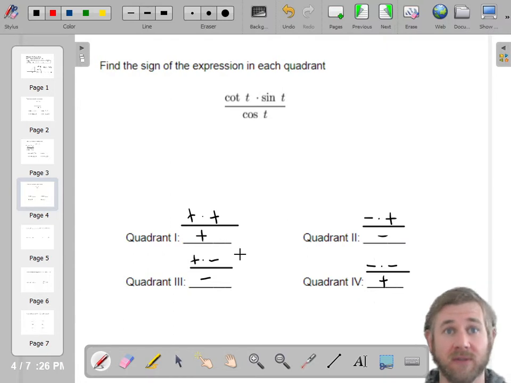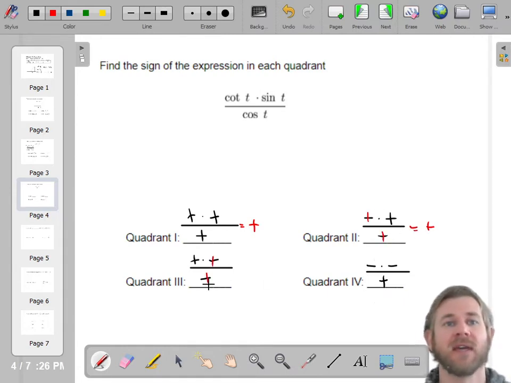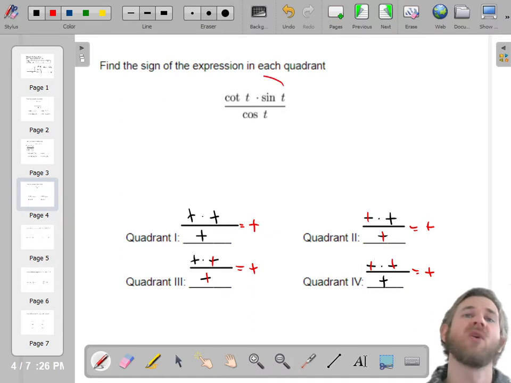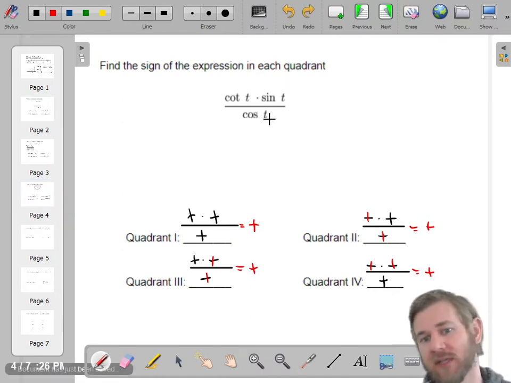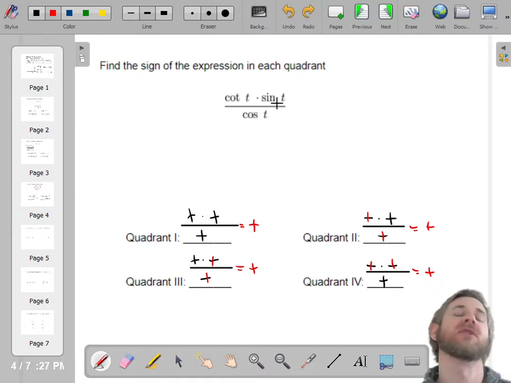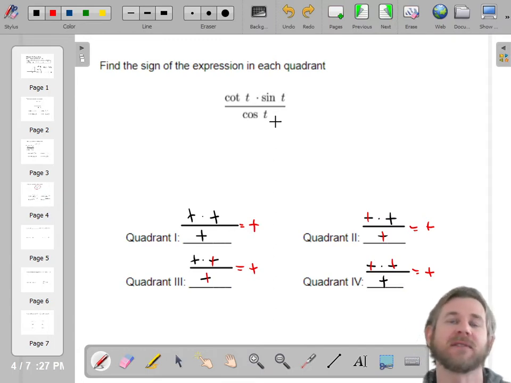So what would these come out to? Positive by a positive by a positive is positive. These would cancel out, so you'd have a bunch of positives again, and you get a positive. These would cancel out, and you get positive. And look at this. These cancel out, and you get positive. So no matter what angle you pick, this will always be positive, as long as cosine of the angle isn't 0, because then you can divide by 0. But as long as you pick an angle that you can actually evaluate, this will always be positive. This fraction will always come out to be positive.